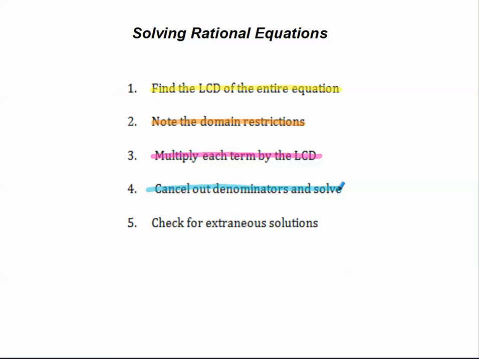And our last thing that we need to do is we always need to check for any extraneous solutions against our domain restriction. So we need to see what was our answer, and is our answer not allowed because of certain domain restrictions. All right, so let's take a look at some examples.